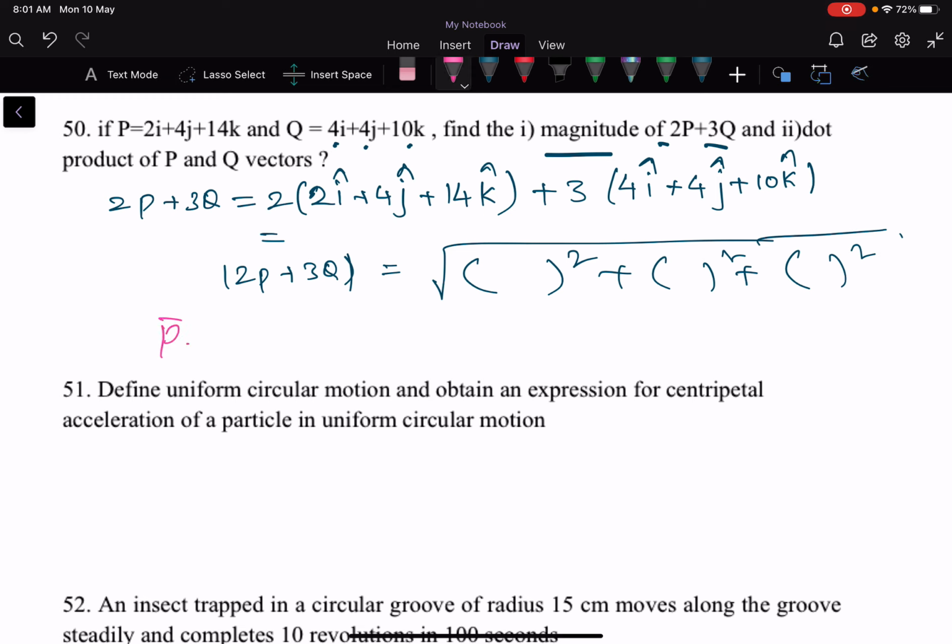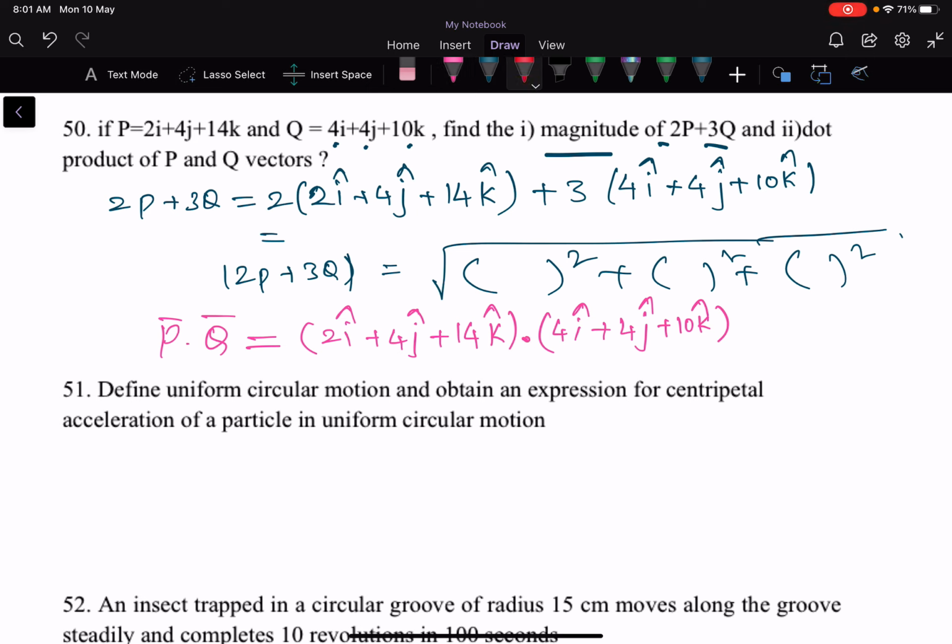Next, find the dot product of p and q. P dot q is 2i plus 4j plus 14k dot 4i plus 4j plus 10k. For the dot product, we need to multiply the respective components first. 2 times 4 is 8, plus 4 times 4 is 16, plus 14 times 10 is 140. By adding this, you will get the answer for the scalar product, the dot product of two vectors.